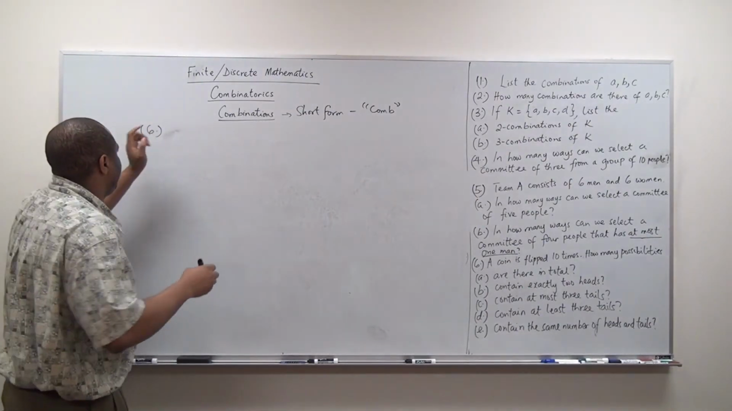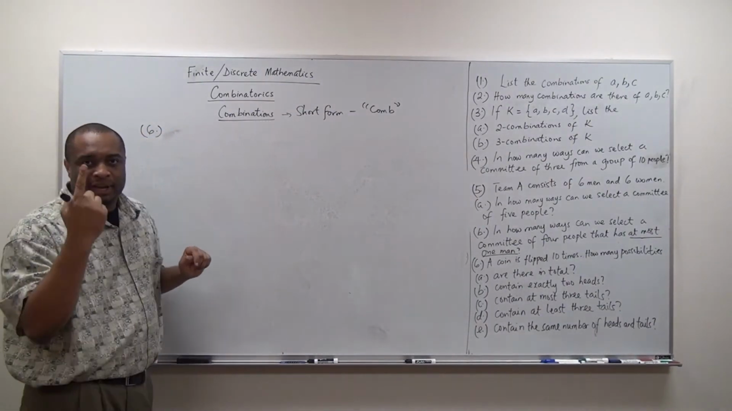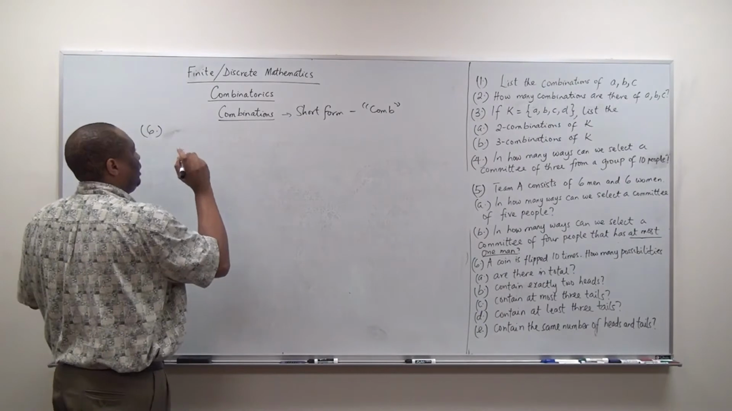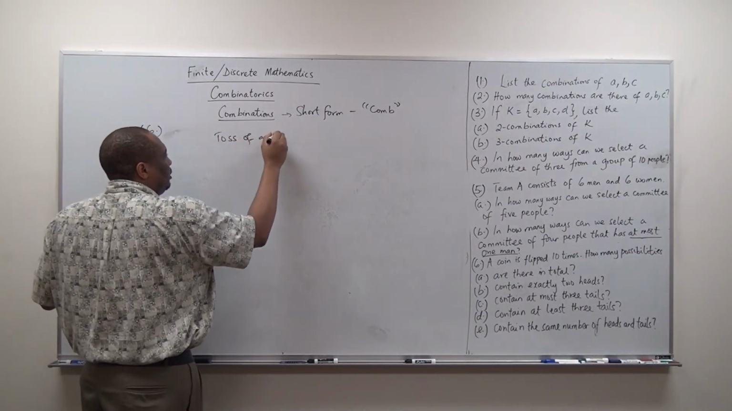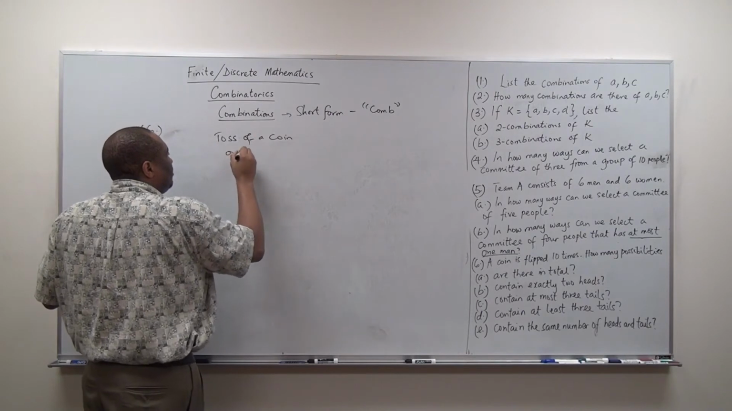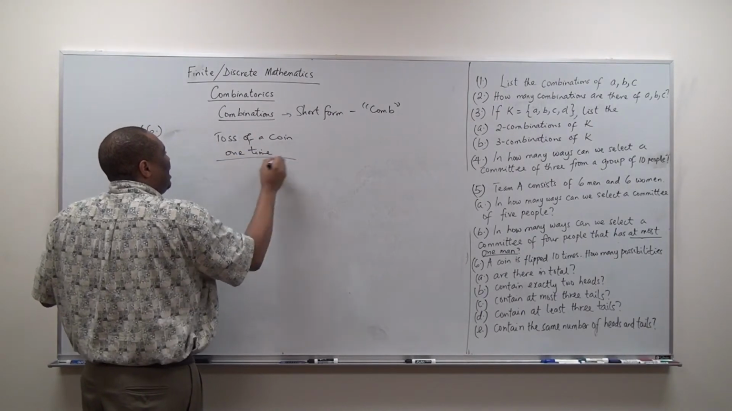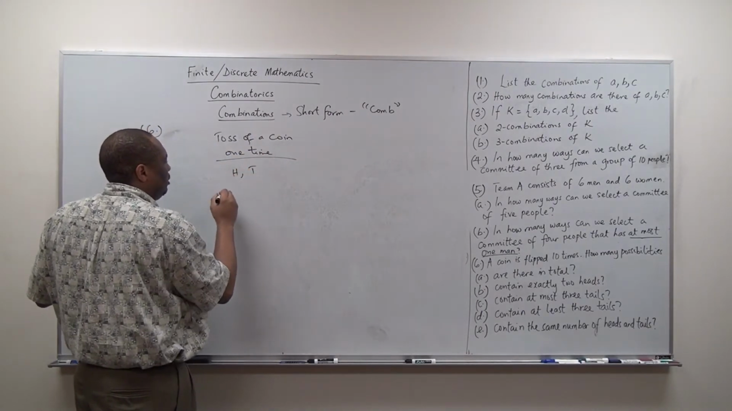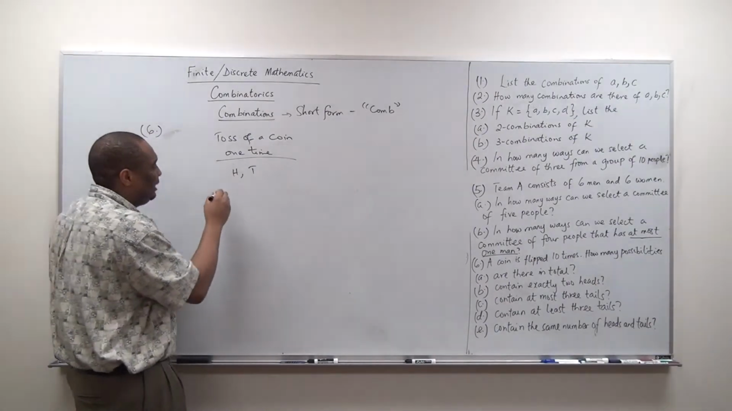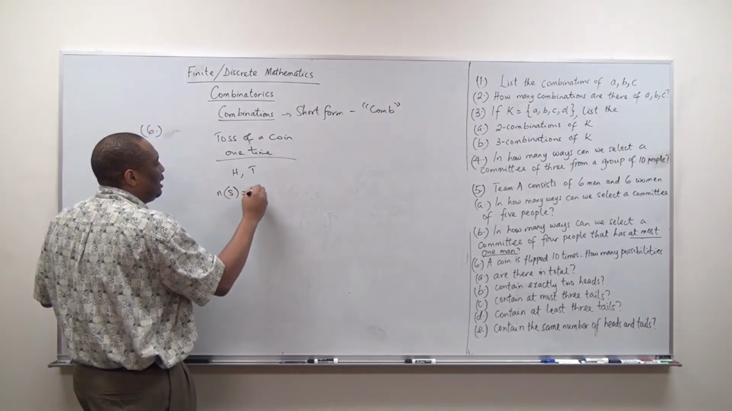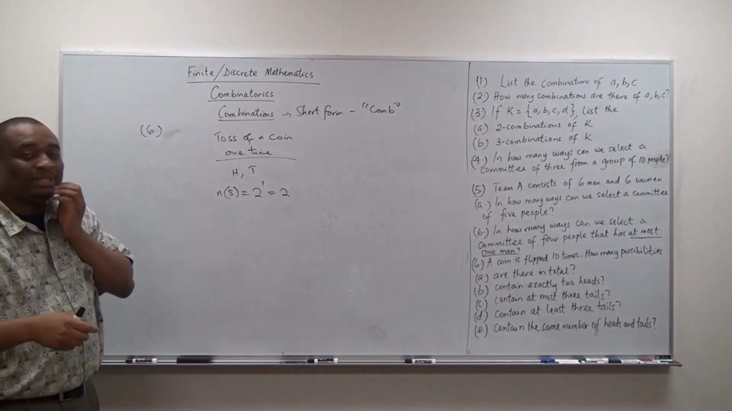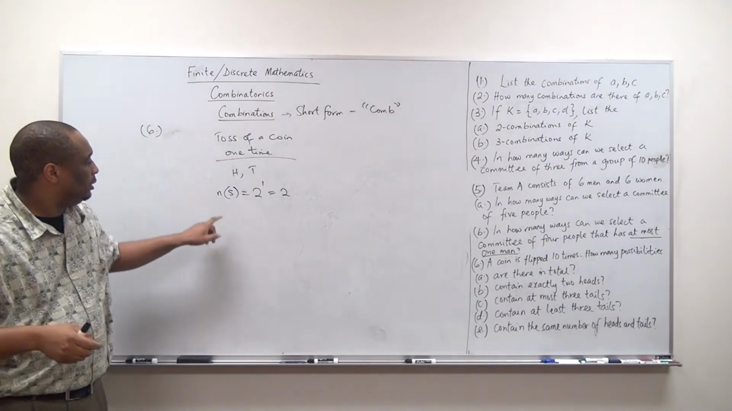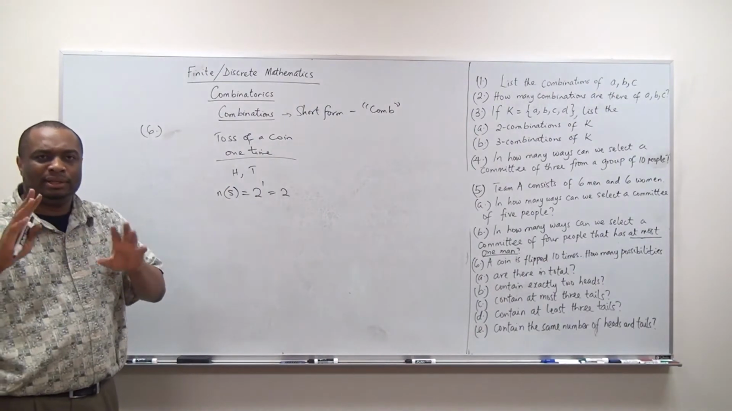When you toss a fair coin 1 time, you can either have head or tail. So these are the possibilities. The cardinality of the sample space is 2, because you toss it 1 time. Sample space, this is probability.